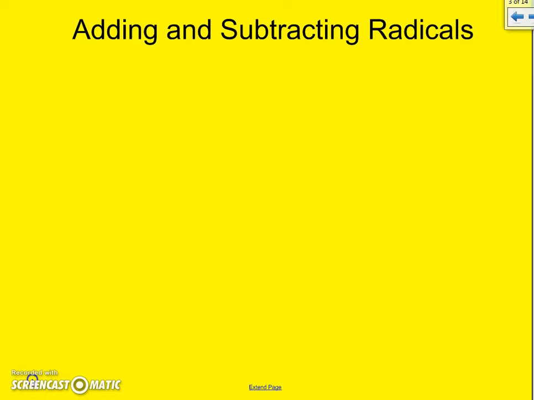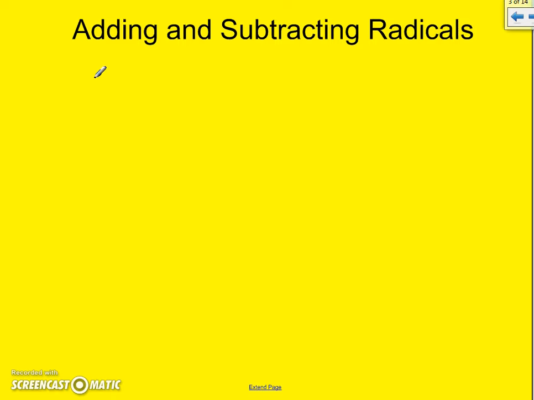Okay, today we are going to be adding and subtracting radicals. Remember what we learned in the previous lesson of simplifying radicals, because that's going to be very important for this lesson. Go ahead and get out your foldable. You should have it open to the yellow tab. Should be the second one to it.